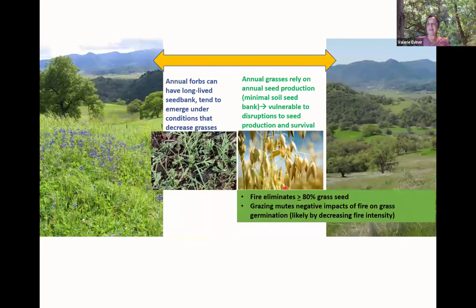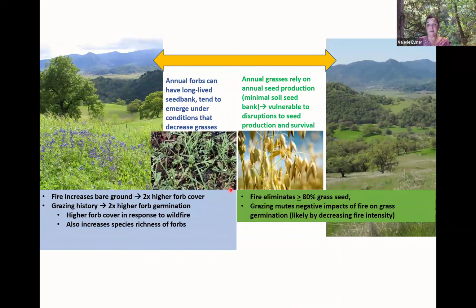So when we are thinking about this balance between our annual exotic grasses and our forbs, fire is actually a really nice aspect of that, where we were able to eliminate 80% of the grass seeds through the fire. And while that didn't decrease grass cover by the end of the season, it did decrease grass cover a lot in that early spring, allowing a lot of our wildflowers to get in there. The other important part is we had a lot more recovery of our forbs and a lot more diversity of those wildflowers that came up when there had been a history of grazing before the fire.